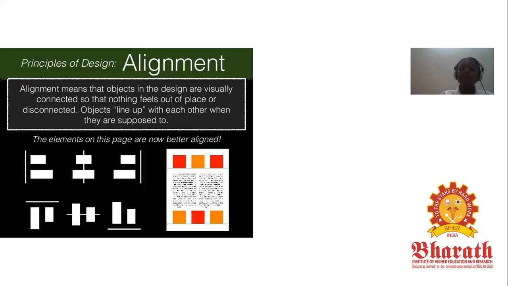Alignment means objects in the design are visually connected so that nothing feels out of place or disconnected. Objects line up with each other when they are supposed to. Alignment is the main point in visual design. Alignment is definitely important for our design. If you do not follow alignment, the design will look unfit.